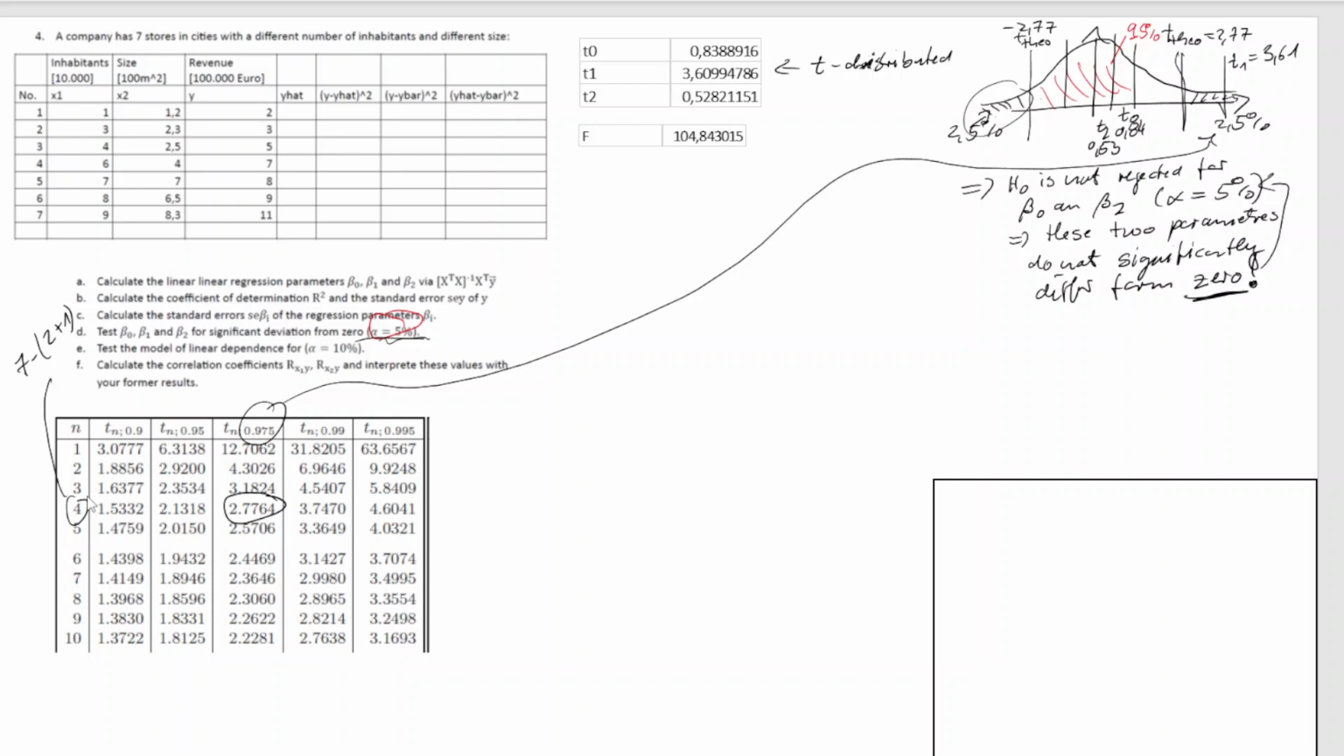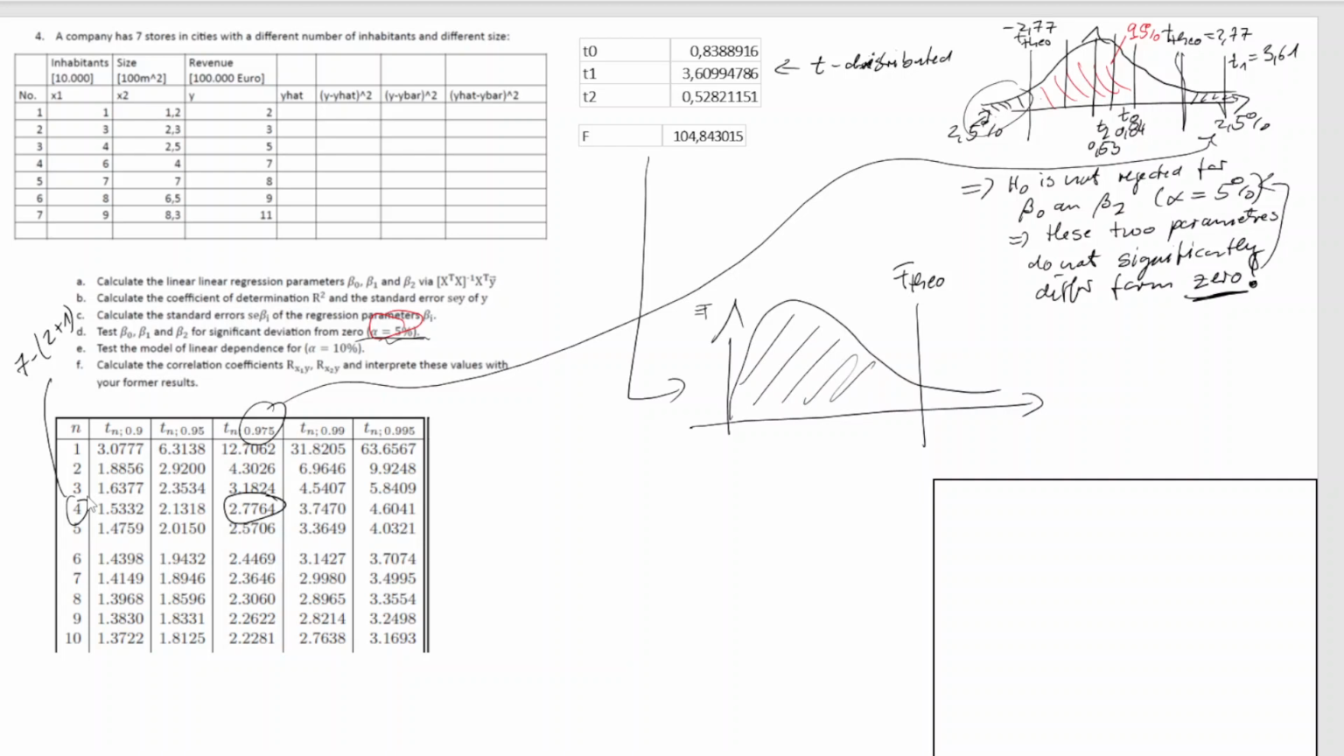Well, and then let's do also the F-test. This then means we look at the F distribution, and there 10%, so F theoretically would then mean all this here should be 90%, since we want to have a level of 10%.